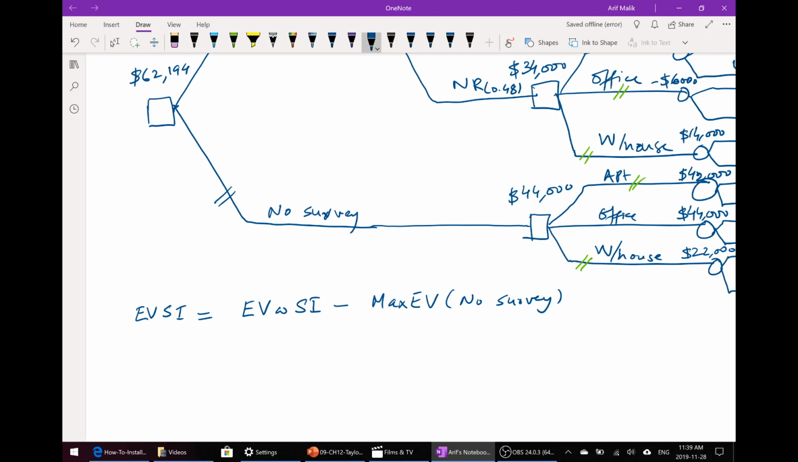But we have paid also. So we will say expected value with survey information plus the cost of survey. I should add plus cost of survey here. Let me remove this again. And expected value with survey information plus the cost of survey minus the maximum expected value without report.